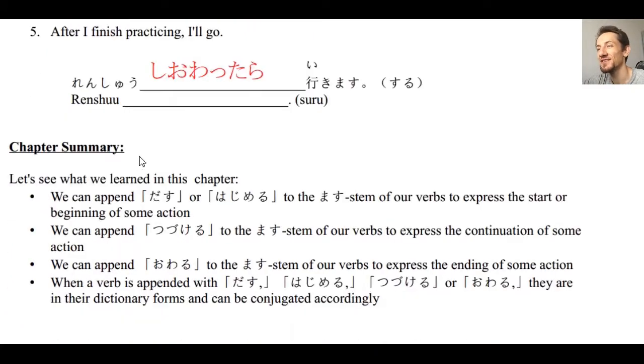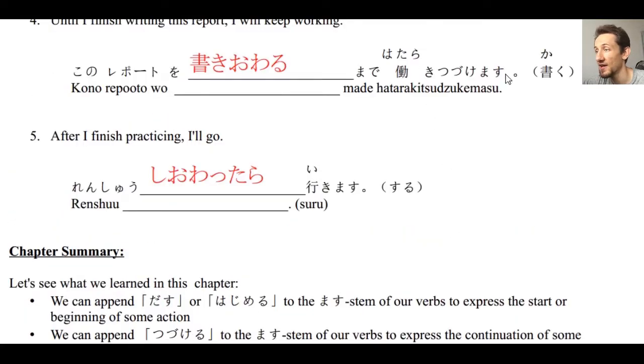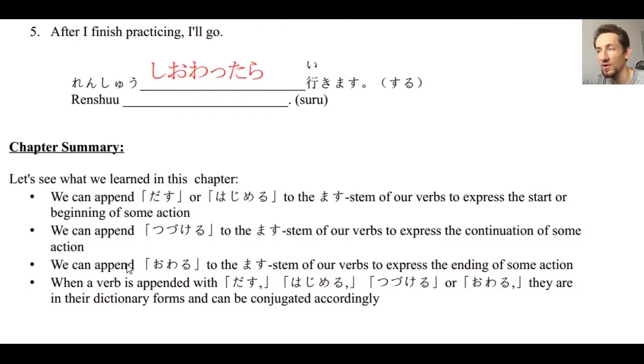Before we finish, we'll look at a summary of what we learned in this chapter in parts 1, 2, and 3. In part 1, we learned we can use dasu and hajimeru with the masu stem of a verb to express the beginning of an action. In part 2, we can use tsuzukeru with the masu stem of a verb to express the continuation of an action, like hataraki tsuzukemasu. And in this part, we learned to use owaru with the masu stem of a verb to express the ending of an action. Shiowattara, nomi owattara, nomi owaru made, or whatever.